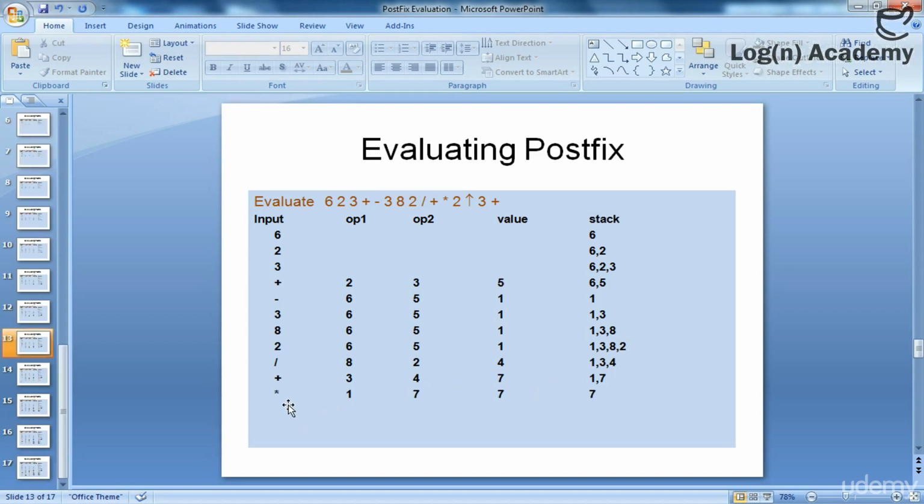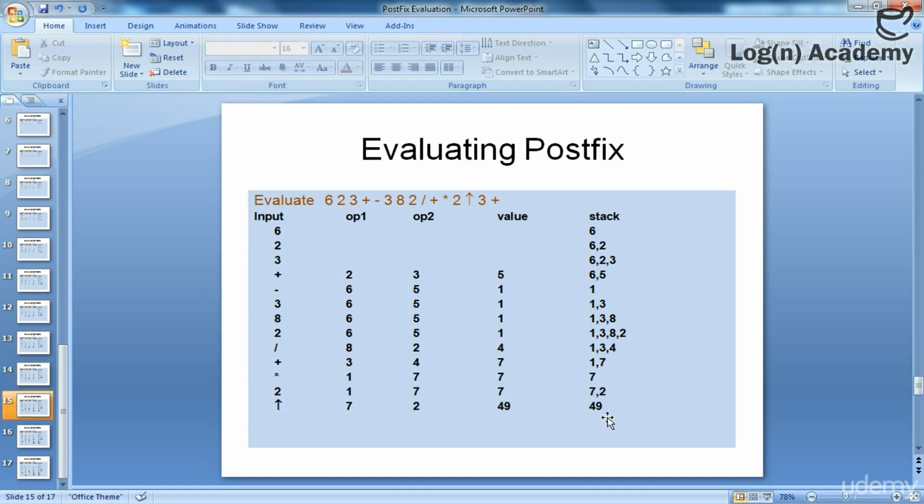Then we have the multiplication sign, we have two operands, 1 and 7. We had 3 and 4, we added them, we got 7, and then we have 1 and 7, and we apply the multiplication operator, we get 7. 1 multiplied by 7 is 7. Then we have 2, we have pushed that into the stack, and we have 7 and 2.